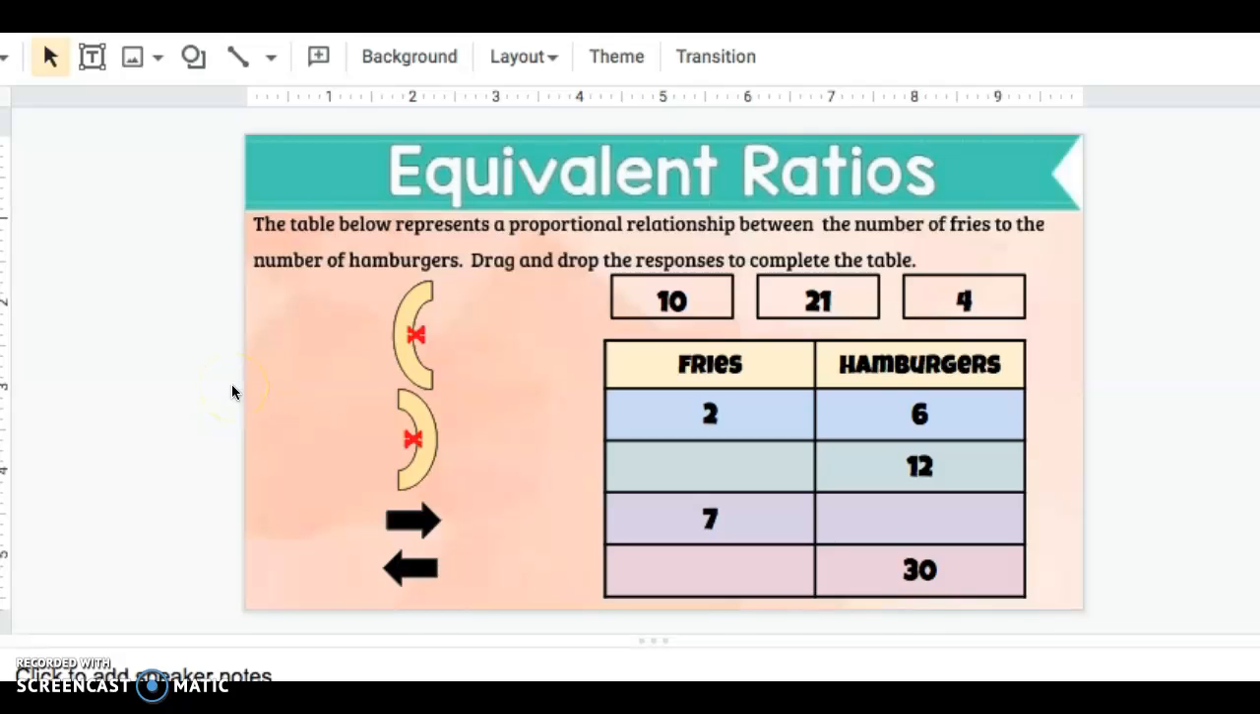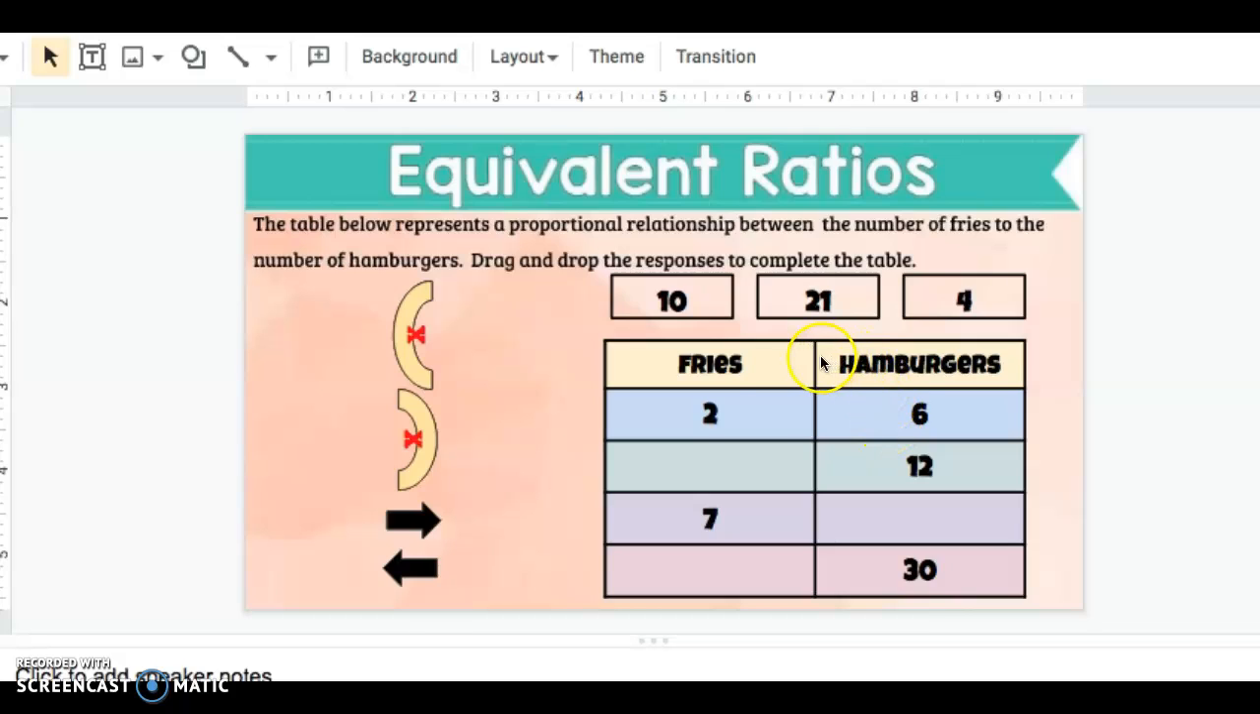Okay, so for this question, it says the table below represents a proportional relationship between the number of fries to the number of hamburgers. And then we need to drag and drop the responses to complete the table. Okay, so if you have 2 fries, you're going to have 6 hamburgers.